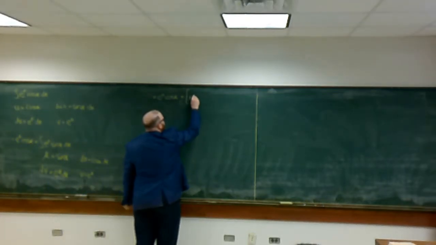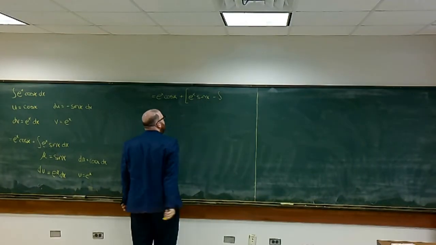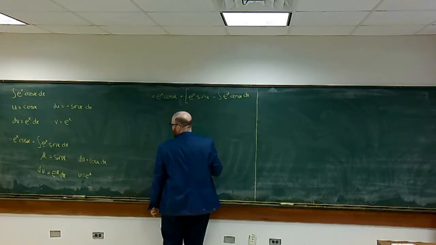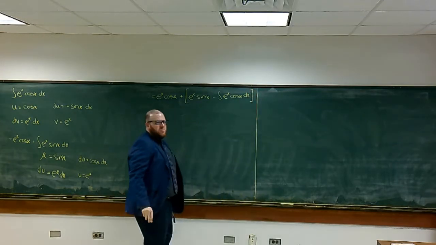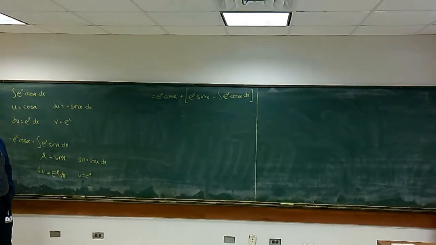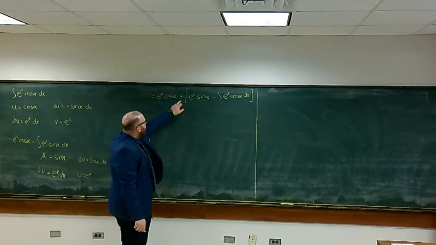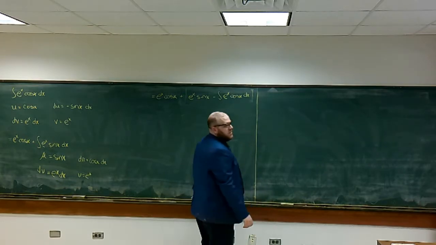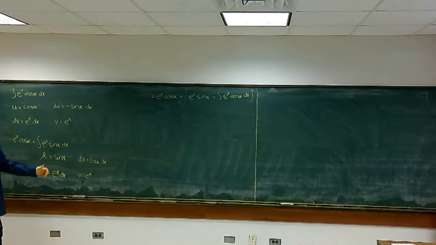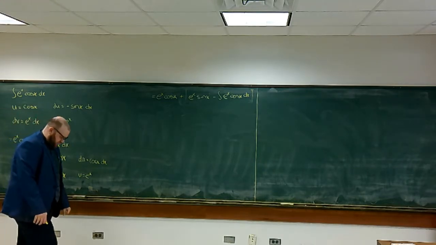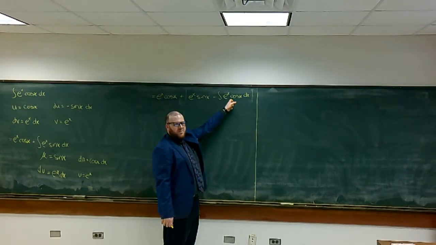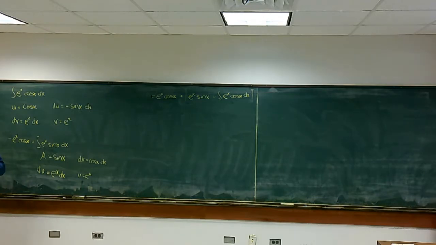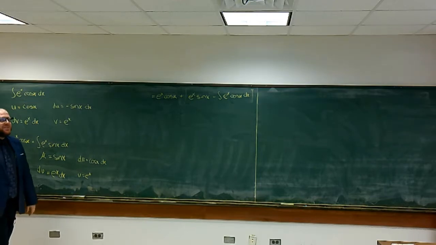Mu times nu minus the antiderivative of nu d mu. Since that's a plus, those brackets I can just erase. That's just plus 1 being distributed through it. This is why this is a classic example.